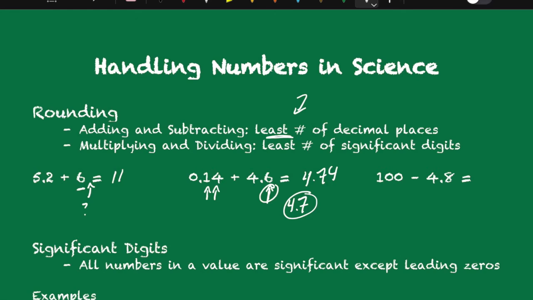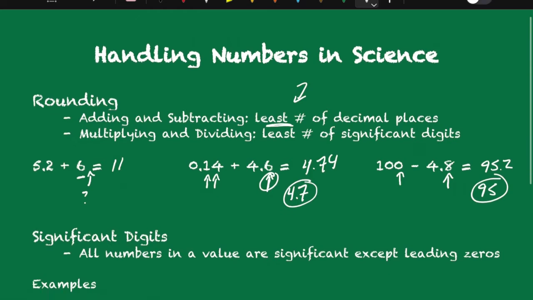Okay, and the last one, 100 minus 4.8. When you put that in your calculator, you get 95.2. We'll look back in the question. There was one decimal place here, no decimal places there. That's just the nearest whole number, so we'll round to that, which is 95 for our answer. Okay, those are the rules for adding and subtracting.